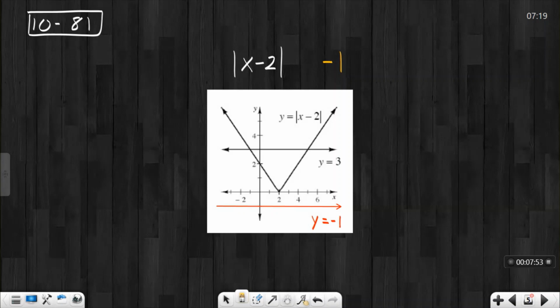Now, we noticed that when it was greater than or equal to, it was all real numbers because it's always greater than. So what if I just flip that symbol and make it a less than symbol? All right. Will the absolute value of x minus 2 ever be less than negative 1? If I look at my graph, no, it's always greater than, and therefore this would be an example where we would find no solution because it will never be less than.